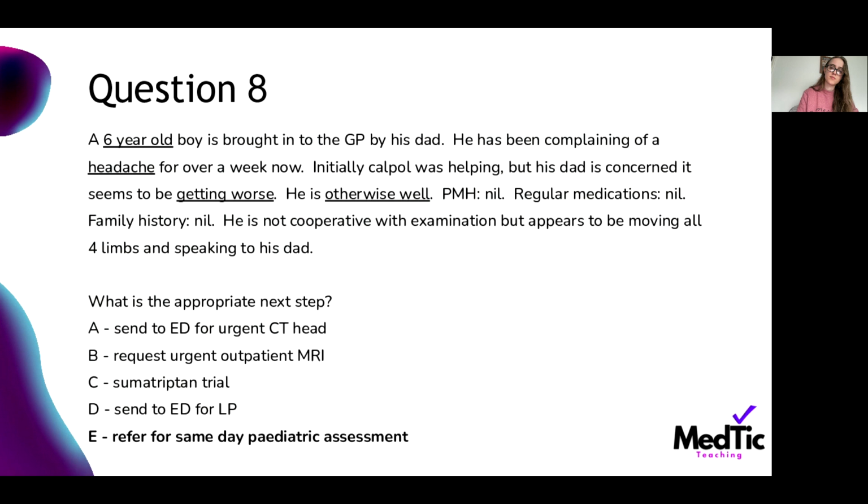Sumatriptan might be appropriate if it's migraine type headaches, but actually in a child, headache is almost always concerning if they're under 12. Children are more likely to get tummy aches rather than headaches, so there's often something else going on, and this hasn't been described as a migraine type headache, so I wouldn't go straight for the sumatriptans. They're well, and it's been going on for over a week, so I'm not so worried about meningitis. I'm not thinking about an LP here. And if we go to the next slide, we'll talk about when we do scans.